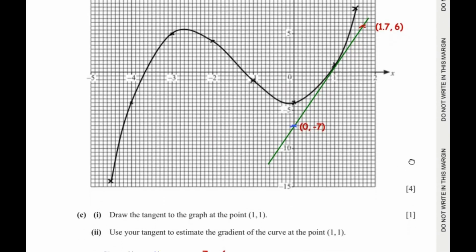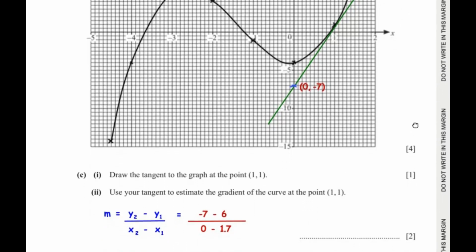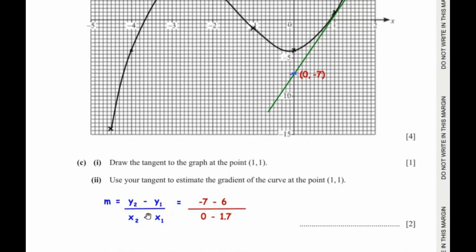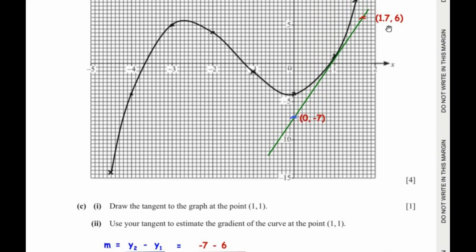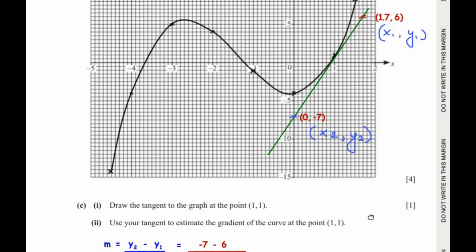Now here we need to find out the gradient of the tangent, and we have the formula for finding the slope or gradient of the tangent as y2 minus y1 over x2 minus x1, or y1 minus y2 over x1 minus x2. Now here I have considered the second coordinate as x2, y2 and the first coordinate I have considered as x1, y1. Let me just write here. So x1, y1 and x2, y2 are marked. So we have to just plug in the values of these coordinates in the formula.